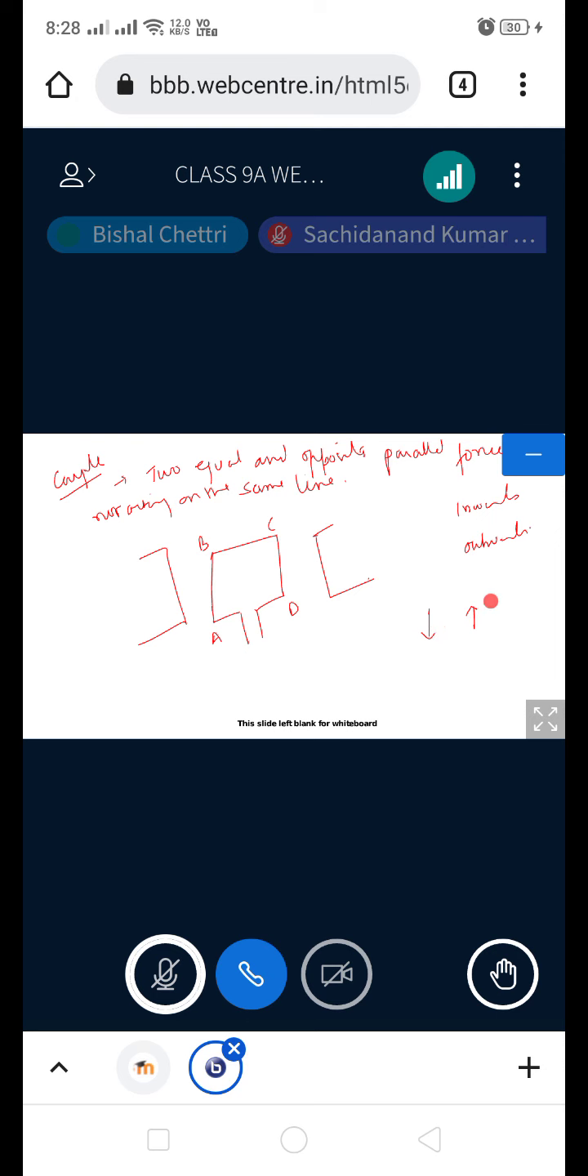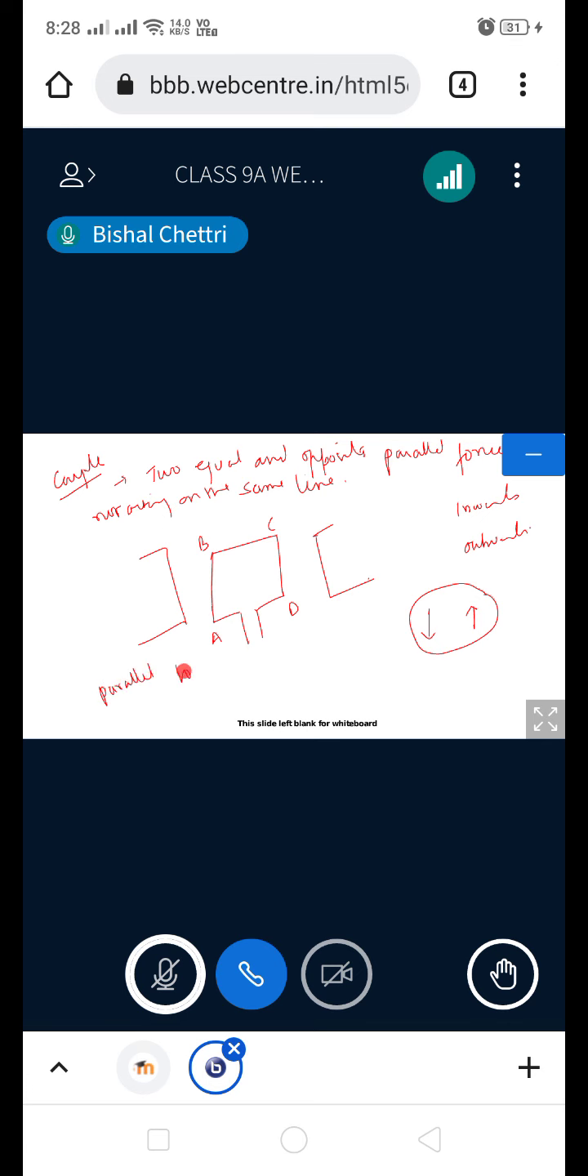So if it forms a couple, when will the couple acting on the coil be maximum? When the plane of the coil is parallel to the magnetic field, the couple acting will be maximum. And when the plane of the coil is perpendicular to the magnetic field, it will be minimum. That is the answer. Understood, sir. Thank you.